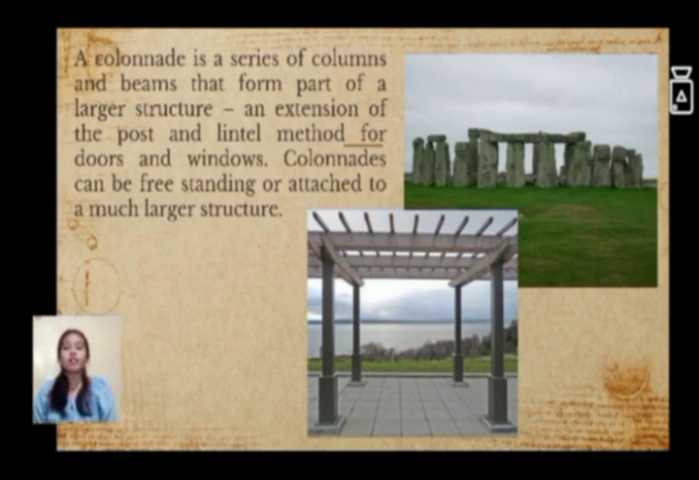Over time, columns became categorized by the capital style at their tops. The smooth and unadorned Tuscan and fluted Doric columns give way to more elaborate styles, the scrolled Ionic, and the high relief Corinthian. So that is the colonnade. So again, the colonnade is a series of columns and beams that form part of a larger structure.